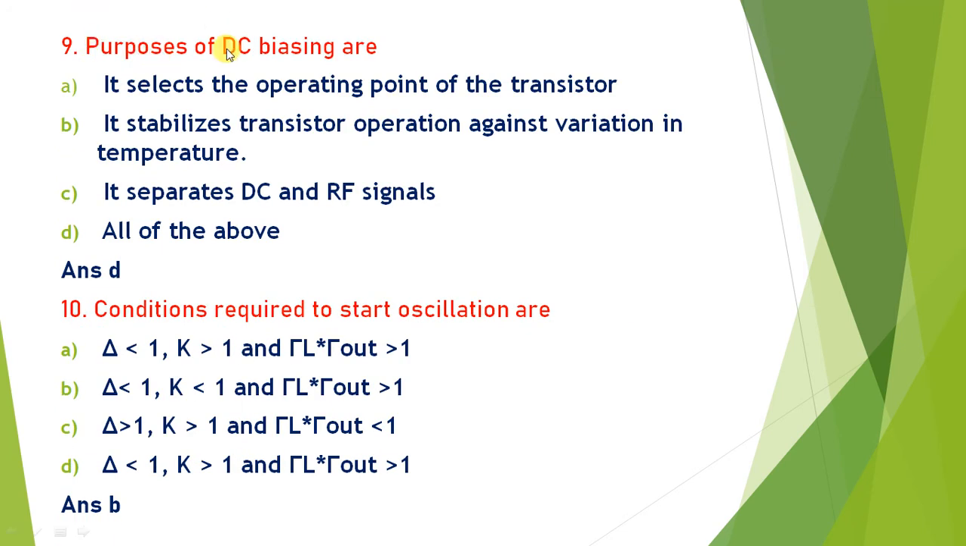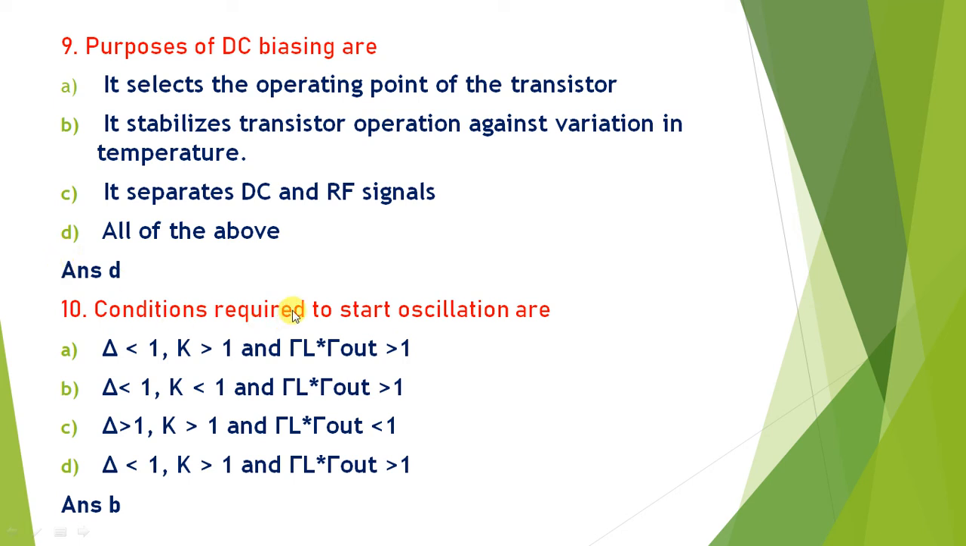The purpose of DC biasing: why do we require DC biasing? You may have already studied in the first or second semester, in the introduction of the transistor, that DC biasing is generally required to make the operating point stable in the operating region, as well as to stabilize the operating point against temperature variation, and it also separates the DC and RF signal. So the answer is A, B and C. All are correct. So the answer is D, because option D indicates A, B, C all are correct. So the answer is D.